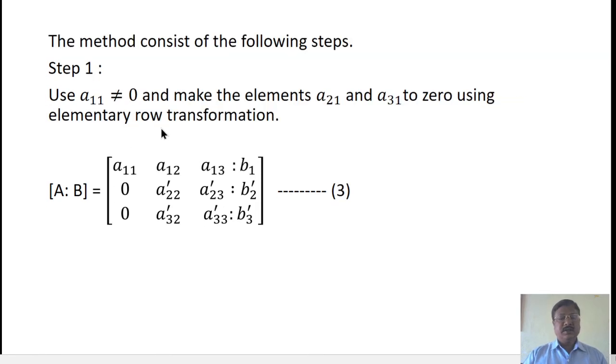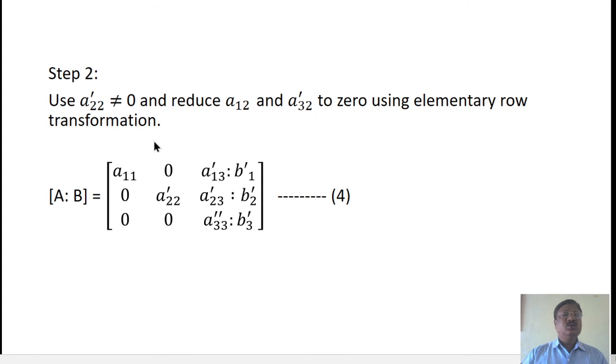Now step 2 consists of using a22 dash not equal to 0 and reducing a12 and a32 to 0, using again elementary row transformation. Then the matrix reduces to a11, 0, a13 dash colon b1 dash, 0, a22 dash, a23 dash colon b2 dash. And here these two elements reduce to 0, a33 double dash colon b3 double dash.